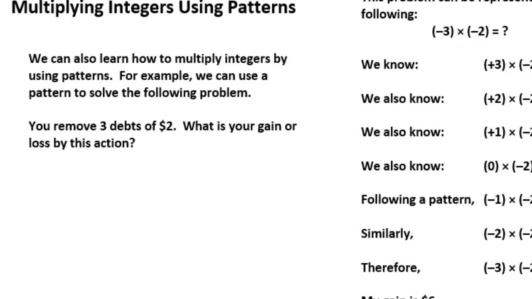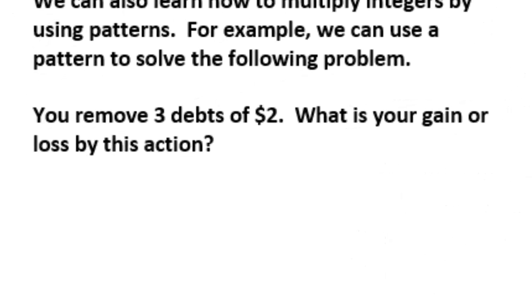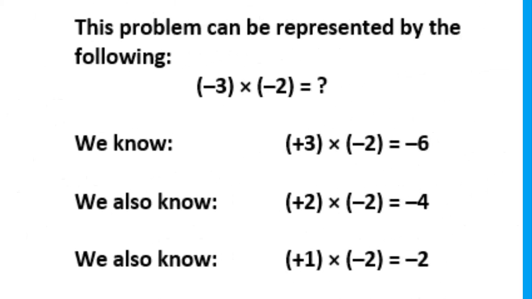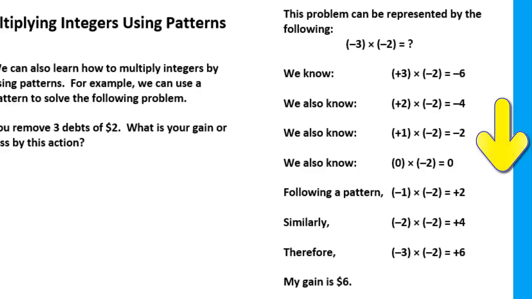We can use a pattern to solve the following problem. You remove 3 debts of $2. What is your gain or loss by this action? Let's start with positive 3 multiplied by negative 2, which we now know to be negative 6. Working our way towards 0 and beyond, we can see how the pattern continues. When we get to our equation, negative 3 times negative 2, the pattern shows an answer of positive 6. By removing 3 debts of $2, you have increased your net worth by $6.